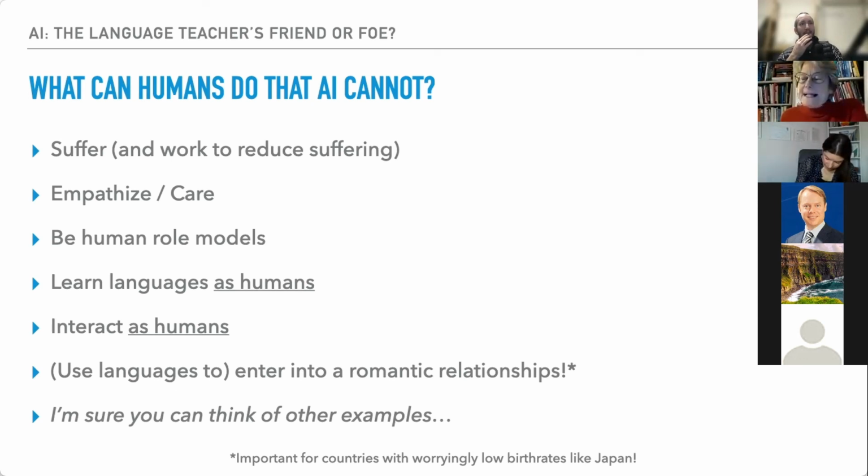Okay, this last one is a bit of an out of left field kind of comment, but using languages to enter into romantic relationships. And I'm saying this is particularly relevant in countries such as Japan, where the government is doing its utmost to increase the birth rates. So you probably don't want to have a romantic relationship with an AI.